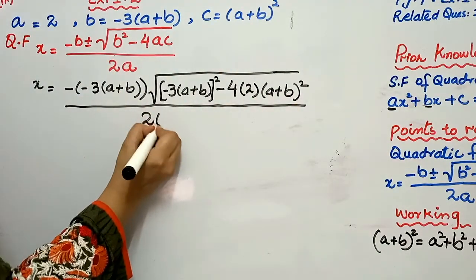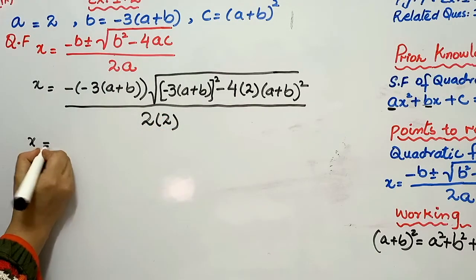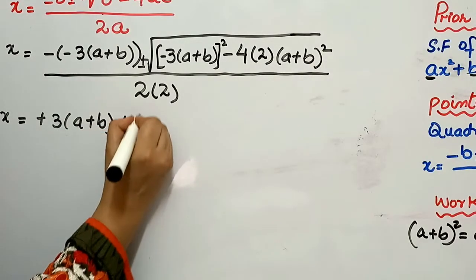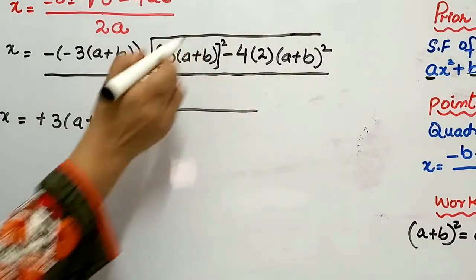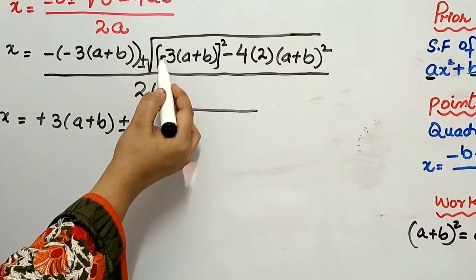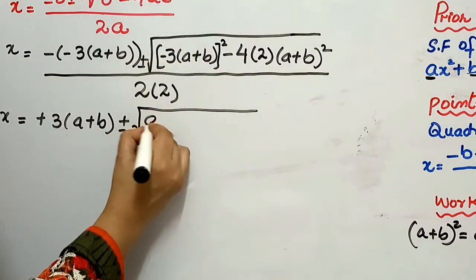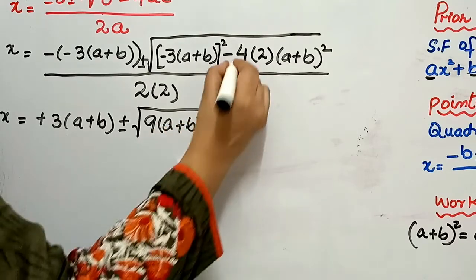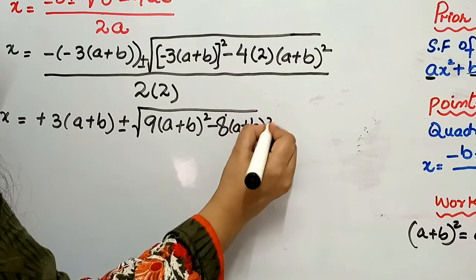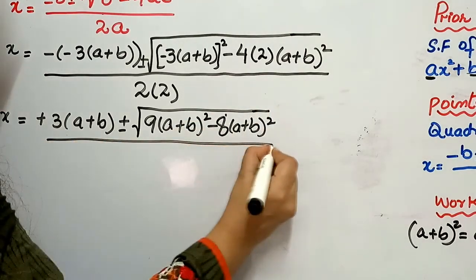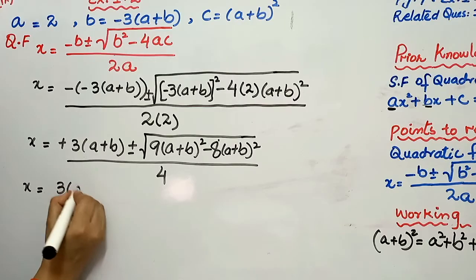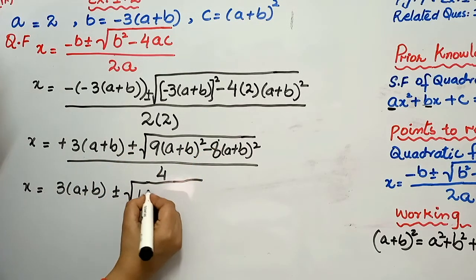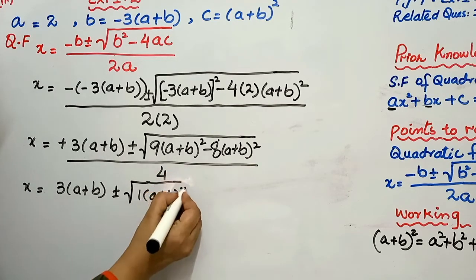Fine. Now 2 into what is a? That is 2. So x is equal to minus minus plus 3 into a plus b plus minus b square, means that 3 whole square, so 3 3s are 9 and negative will convert into positive, 9 into a plus b whole square minus 4, 2s are 8 into a plus b whole square divided by 4. 3 into a plus b plus minus 9 minus 8, that will be 1, a plus b whole square. This will be cancelled with this.